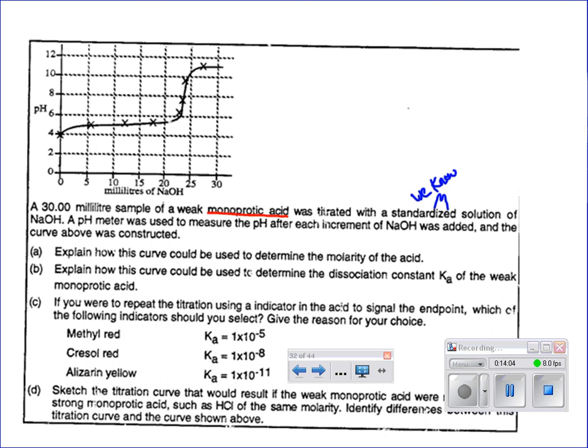A pH meter was used to measure the pH after each increment of sodium hydroxide, and then the curve above was constructed. Explain how this curve could be used to determine the molarity of the acid. All right, this is how we did that first lab. How do you find the molarity of the acid? We know we use 30 mL of it. We don't know its molarity. But we know a lot about the base. That base is the known.